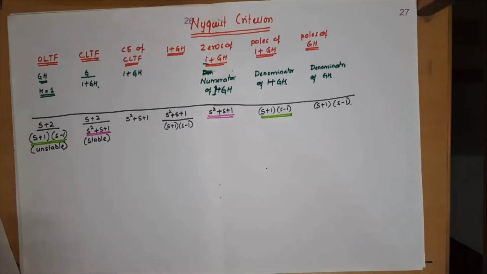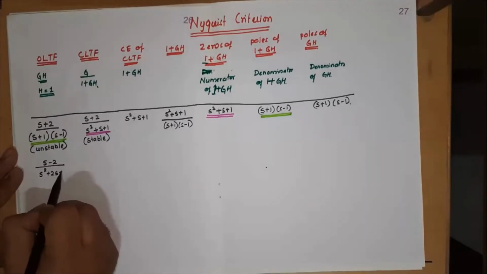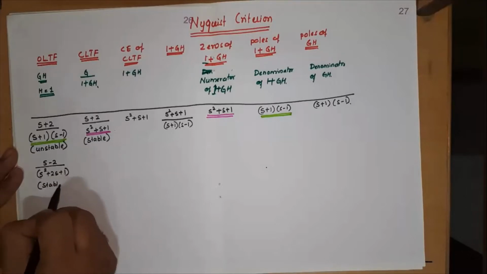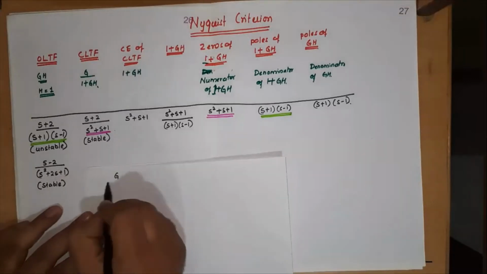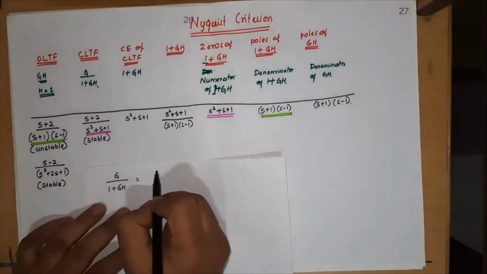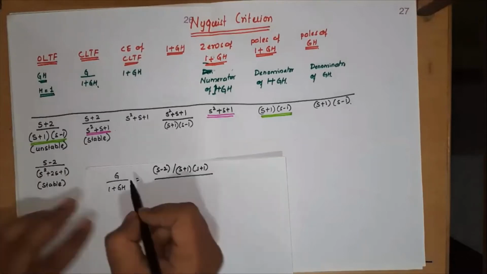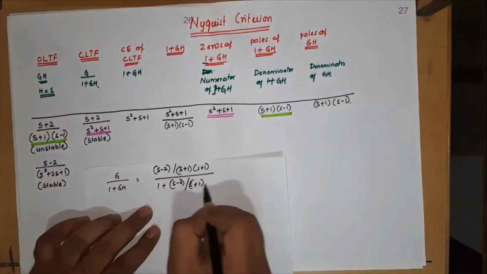Now let me take another example. s minus 2 divided by s square plus 2s plus 1. So open loop, is it stable or unstable? Just by observation, it is stable because the roots have a negative real part and they lie in the left half of the S plane. So that is open loop stable. Now how do you get the closed loop transfer function? It is g divided by 1 plus gh. So s square plus 2s plus 1 I have rewritten as s plus 1 into s plus 1. Both are one and the same.